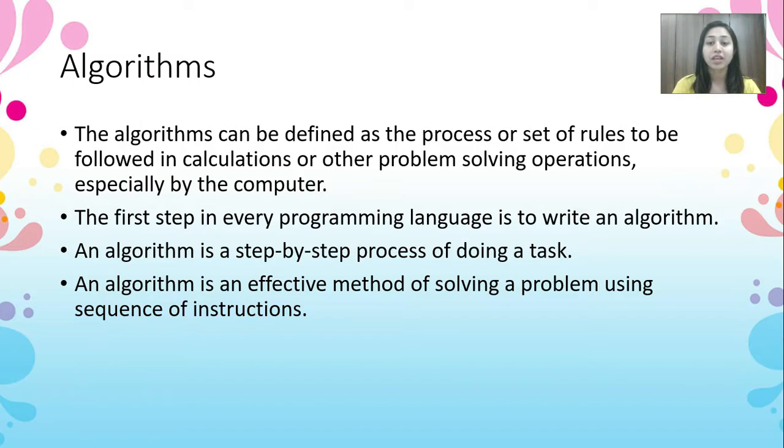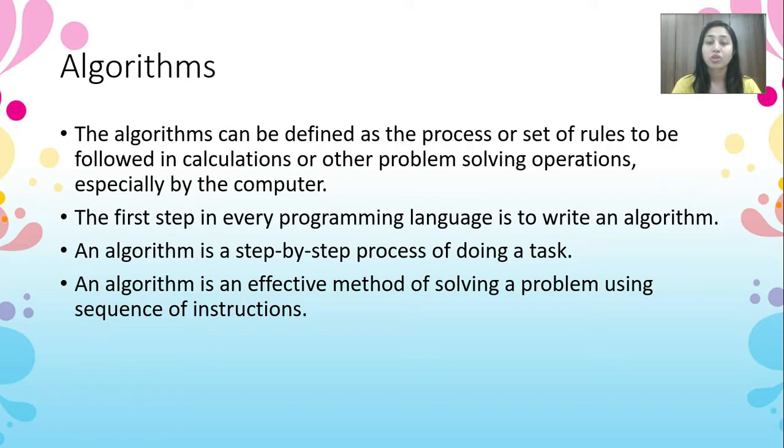Algorithms can be defined as the process or a set of rules to be followed in the calculations or other problem solving operations, especially by the computer. And the first step in every programming language is to write an algorithm. An algorithm is a step-by-step process of doing a task. So students, this is a definition of algorithm. Algorithm is a step-by-step process of doing a task. An algorithm is an effective method of solving a problem using the sequence of instructions.